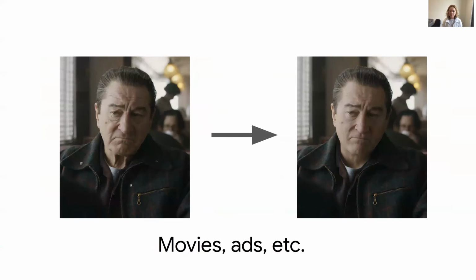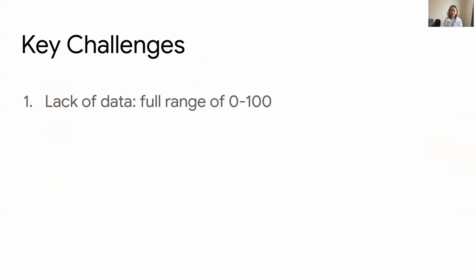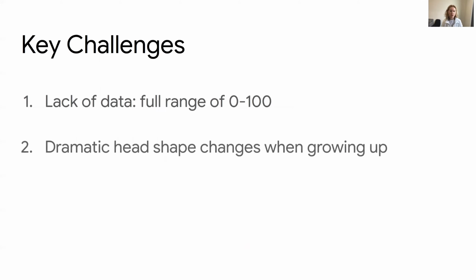Of course, such synthesis is also used in movies and ads and other ideas. This is a sample from The Irishman, a recent movie where they made De Niro look younger with computer-based methods. The key challenges in such a work, how would you synthesize, is first of all, there is a lack of data, in particular when we focus on children, there is a lack of data for the full range of 0 to 100 ages. And there are really limited ways of collecting such data because of the full span of the ages. It takes years to collect such data.